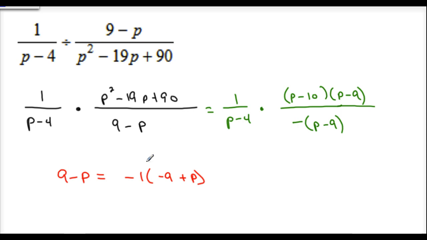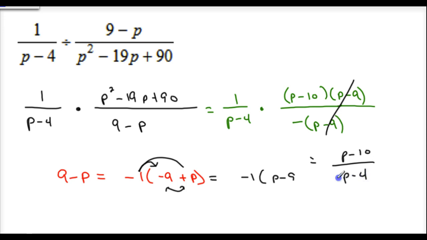Okay, because if I distribute back in, negative 1 times negative 9 is 9. Negative 1 times p is negative p. So here's the same thing saying negative 1, and I can just swap the order on these. And this becomes p minus 9. You're going to use that technique often. All right, so definitely learn that one. So here you have 1 over p minus 4, p minus 10, p minus 9. My p minus 9's simplify, and I'm left with p minus 10 over p minus 4 with a negative sign in the front, or I could put the negative sign here in the front of the whole answer.